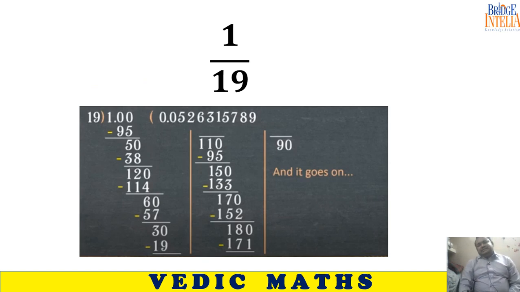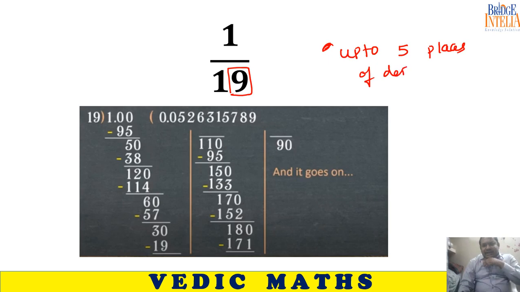Let's take a very simple example. 1 divided by 19. So 19, the last digit is 9. So we are going to learn a shortcut. If we try to do this using the traditional long division method, and the question is to find the answer correct up to 5 places of decimal, it will take you anywhere between 60 to 75 seconds. But now we are going to learn a trick from Vedic maths which will allow you to solve the same question in 15 to 20 seconds.